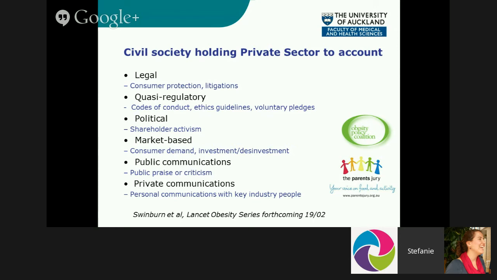grassroots campaigns, for example. But here there are also some underused levers which hold promise for the future to get used more. For example, complaints to independent consumer protection agencies or supervisory authorities, such as supermarket ombudsmen, or also investment or disinvestment in company shares might be one to explore a bit more in the future.